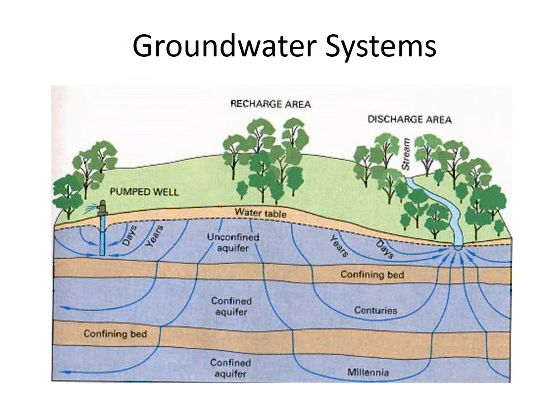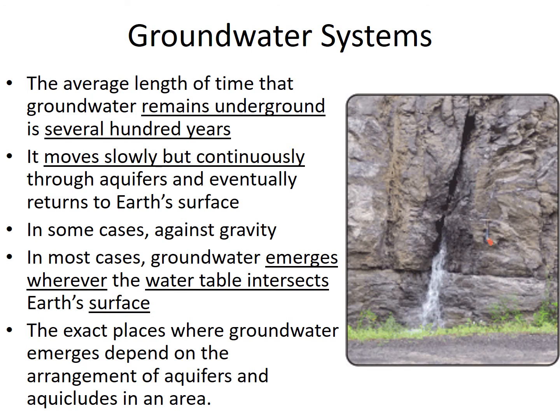So let's look at some groundwater systems. When things are moving, we have various different things happening. The average length of time that water remains underground is several hundred years. It is moving slowly but continuously through aquifers and eventually returns to the Earth's surface. In some cases, it moves against gravity, emerging where the water table intersects the surface. The exact places where groundwater emerges depend on the arrangement of aquifers and aquicludes in a particular area.